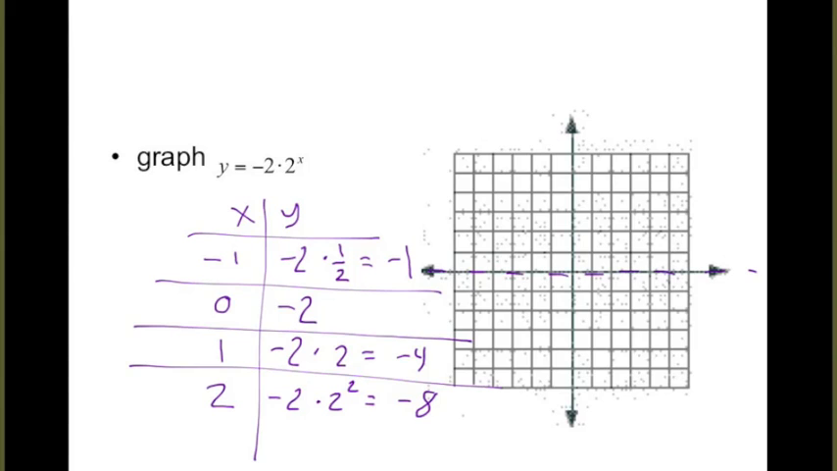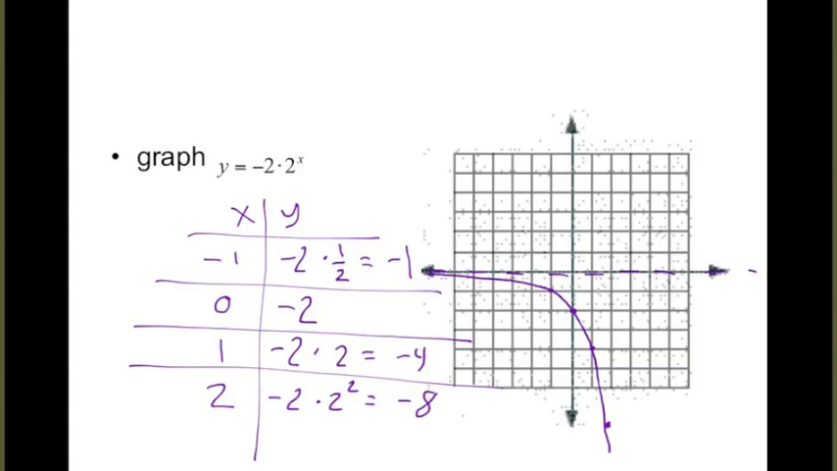Our x-axis is going to be our asymptote. And plot our points. -1, -1. 0, -2. 1, -4. And -8 will be hanging off the bottom of the graph a little bit.